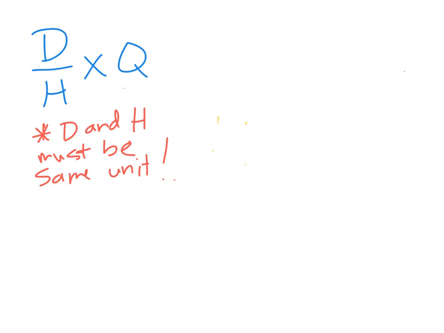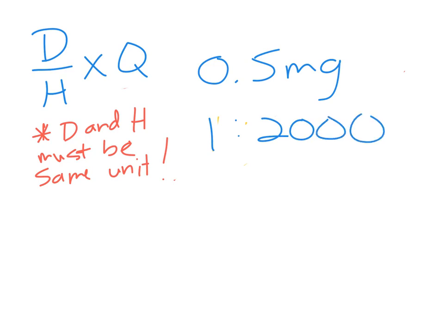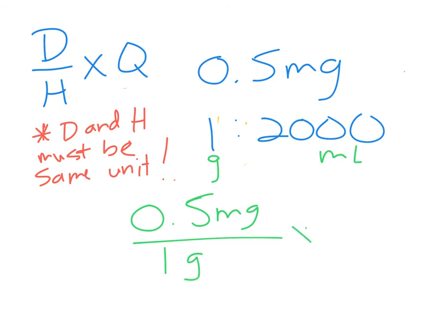All right, so let's take a look then at number 6. Number 6 might be a little bit different since it's a 1 to 2,000 solution. They've ordered prostigmin, 0.5 milligrams, and that prostigmin is a 1 to 2,000 solution. So remember that means 1 gram per every 2,000 milliliters.